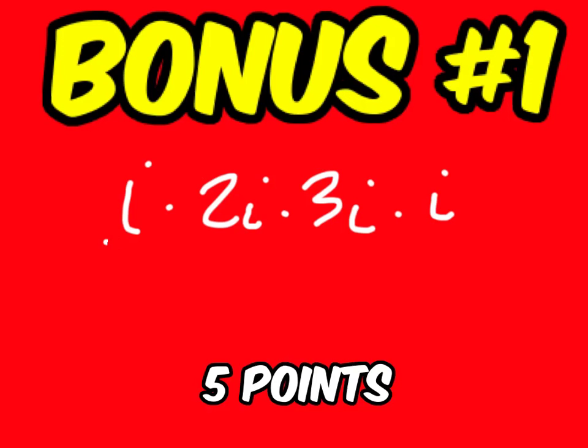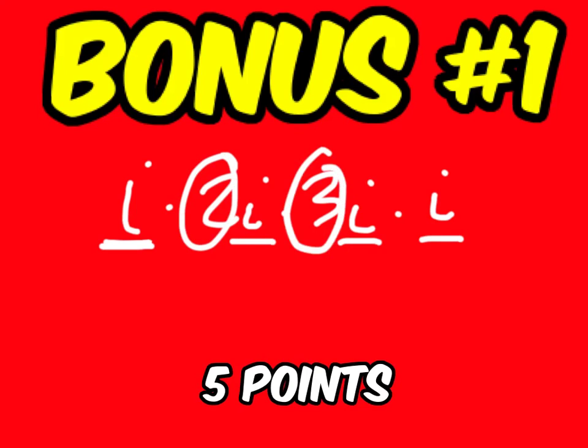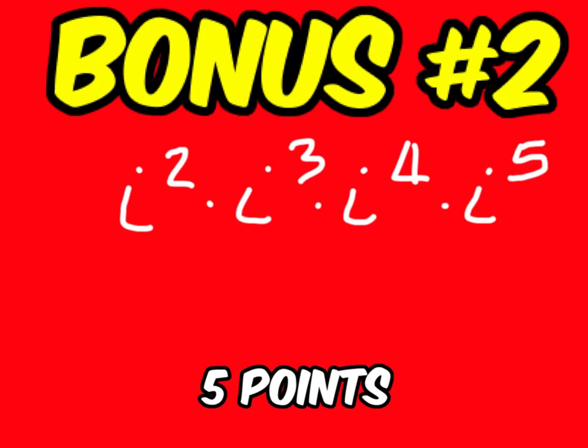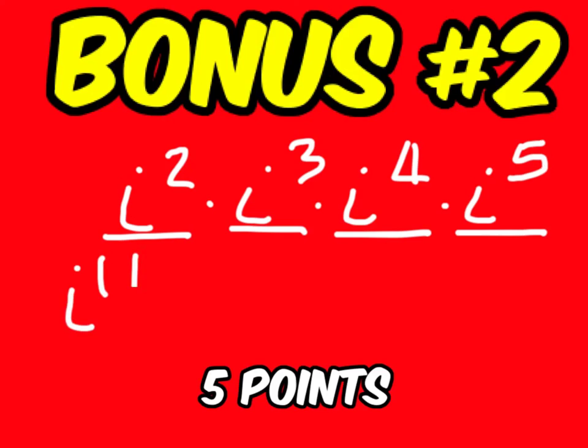On the bonus problem, you have 1, 2, 3, 4 i's. So it's going to be 1, but you have 2 times 3, which is 6. On this, you have 2, and 3 makes 5. 4 is 9, and 5 is 14. So that's i to the 14th power. And remember that i to the 4th was 1, so i to the 8th is 1. i to the 12th is 1, and you need an i to the 2nd.